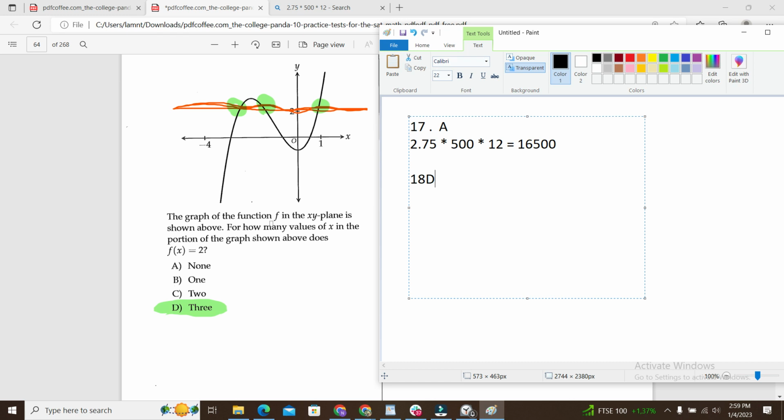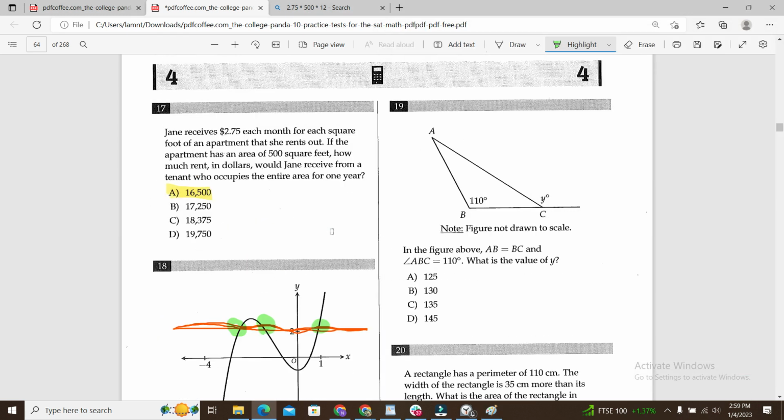Alright, so next 19. Okay, so they say AB equal to BC. Okay, AB equal to BC. Okay, and angle ABC is equal to 110 degrees. What is the value of y? Alright.